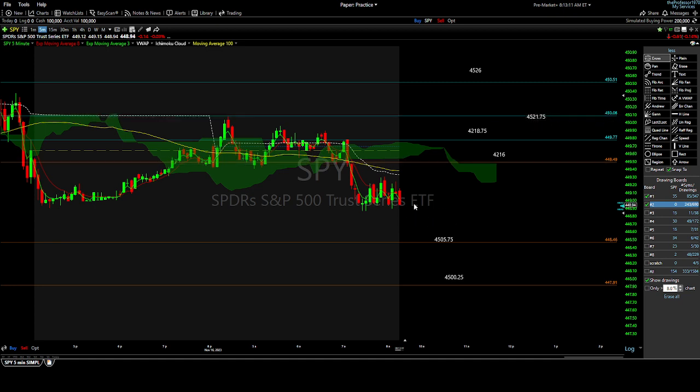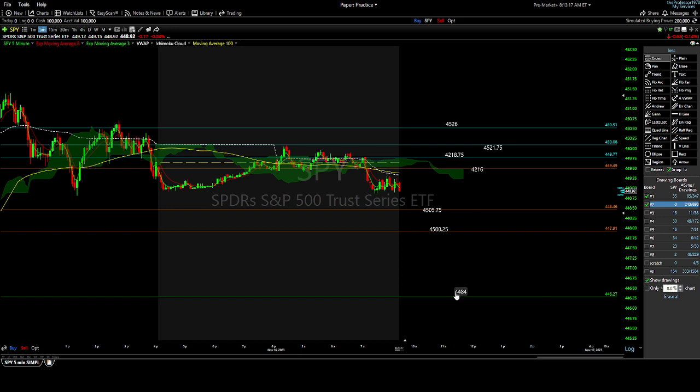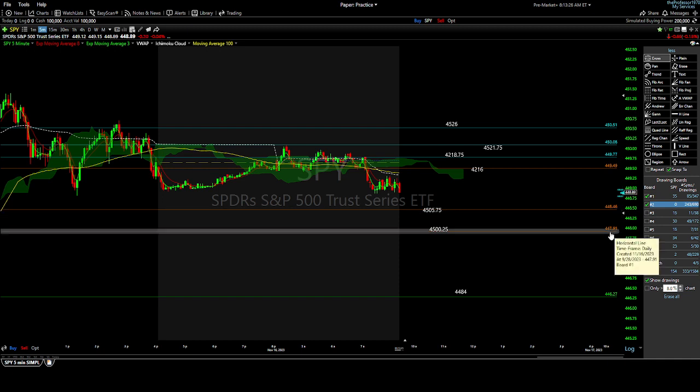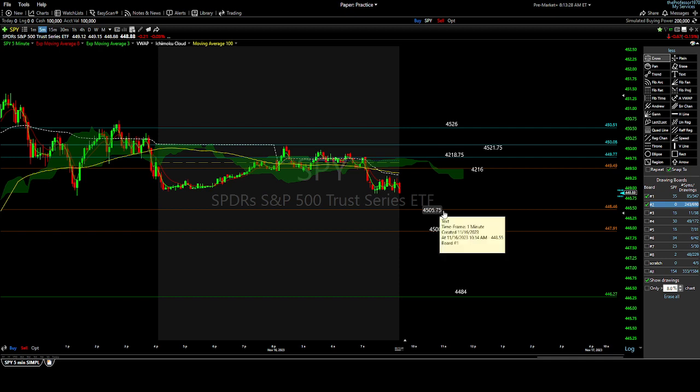Since then, we are right between two cloud lines right here. So most likely we're going to test these two lines down here. Okay, here's the green line. This is where there's a possibility to buy, first at 448.46, the next one at 447.91. It could bounce from right here, or it could trade down to here and have another bounce.